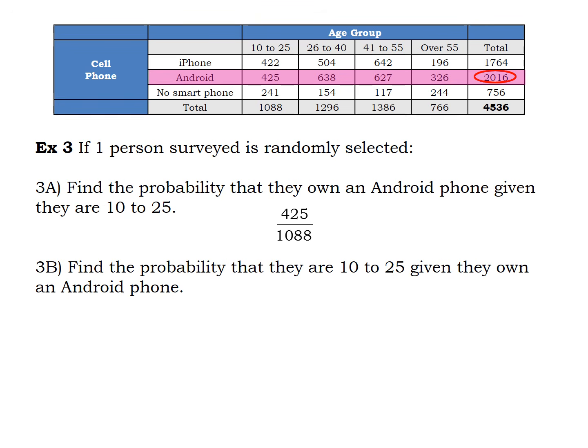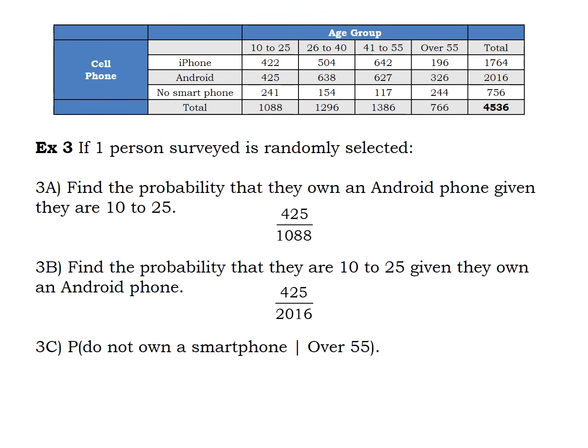Now, second question, out of those 2,016 we're choosing from, how many give us what we want? Someone in the 10 to 25 age group. And that's 425. So the probability that they are in the 10 to 25 age group, given they own an Android phone, is going to be 425 out of 2,016. Okay, so you see how different these two probabilities are. Changing the order absolutely changed a lot of things.